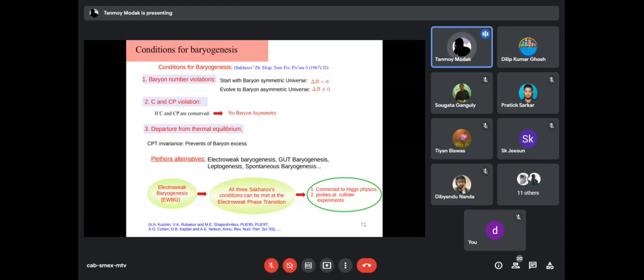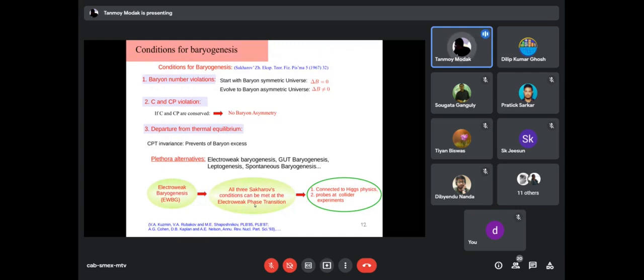There are plenty of models or alternatives to account for the baryon asymmetry of the universe, satisfying all these three conditions: electroweak baryogenesis, GUT baryogenesis, leptogenesis. I picked some of the mechanisms, each with its own advantages and disadvantages. Spontaneous baryogenesis is where you have CPT breaking, but it is restored at late time. Today I mostly focus on electroweak baryogenesis. What is electroweak baryogenesis? It has been found that all three of Sakharov's conditions can be met at the electroweak phase transition.